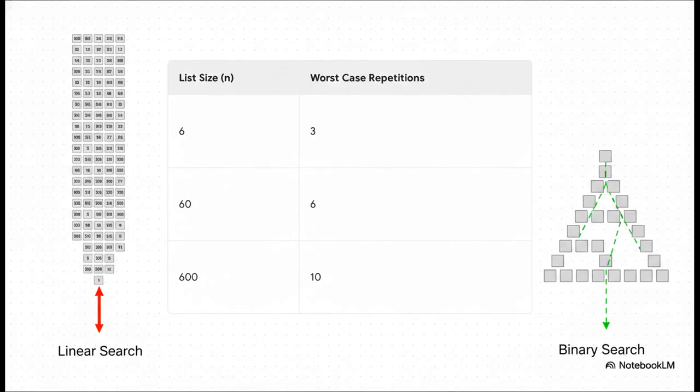Now, let's talk worst case scenario. Even if the number is hiding at the very end of the list, just look at these numbers. For a list with 600 items, linear search could take up to 600 steps. Binary search? A maximum of 10. Just 10. That is the mind-blowing power of cutting the problem in half over and over again.